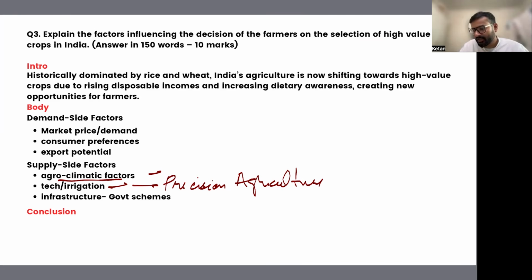And again, you can talk about availability of infrastructure. Here you can also mention some of the government schemes which are leading to availability of infrastructure like cold chains, refrigerated storage, more efficient logistics, like Kisan Rail, you can talk about. So various infrastructure that is there. So these are the various factors that are encouraging farmers to grow more high value crops.